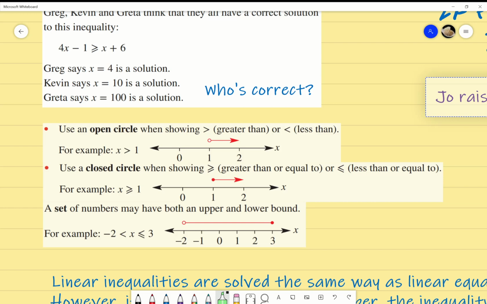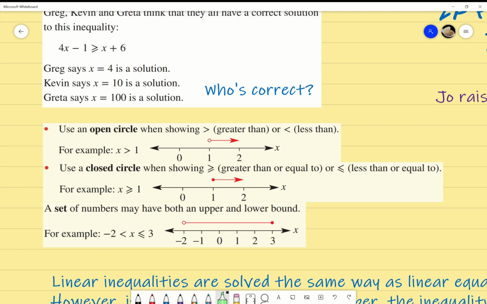If we use a closed circle, so just a dot, it means that we're saying it can equal 1. So in this situation, we're saying x is greater than or equal to 1. We're still saying it has to be greater than 1, but it also could be 1 itself. So we symbolize that using a full dot or a full circle. Any questions about that?